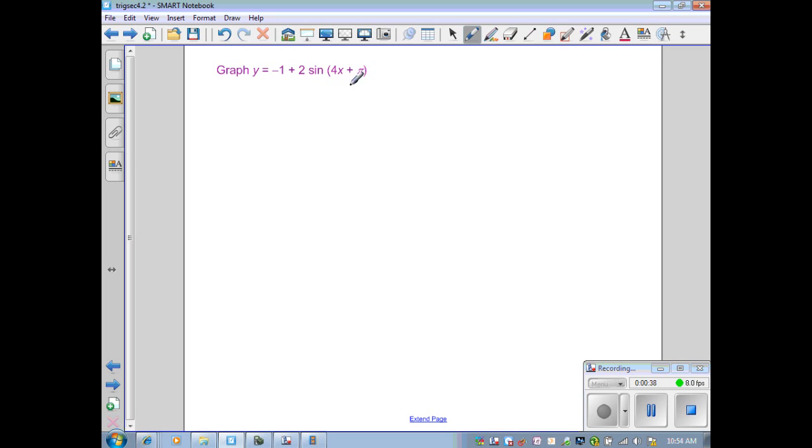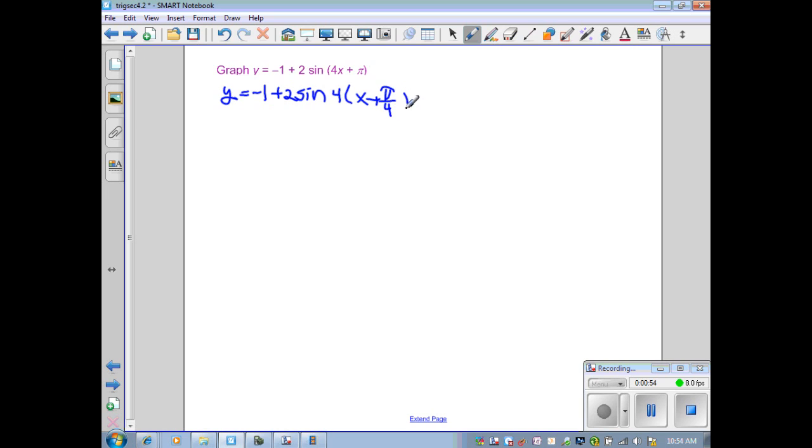So let's get our function in the right order. So y equals -1 + 2 sine, and since this is a +4, I'm going to factor out that +4, and that will give me x plus pi over 4.